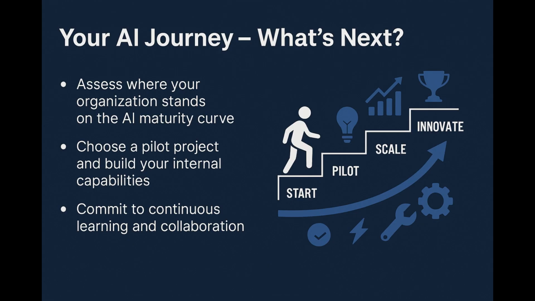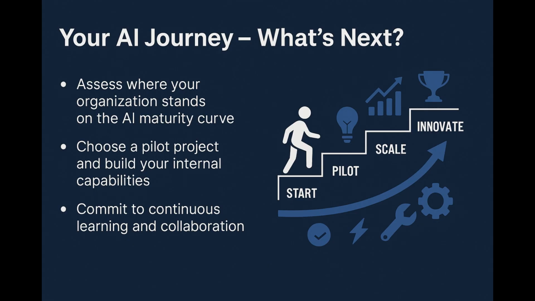So now that you've seen what's possible with AI and industrial automation, what's next for you and your organization? Start by evaluating where you are on the AI maturity curve. Are you collecting data? Are your systems connected? Have you run any small pilots? Then, pick a use case that aligns with your business goals. Whether it's predictive maintenance, quality inspection, or energy optimization, choose something measurable, valuable, and feasible.